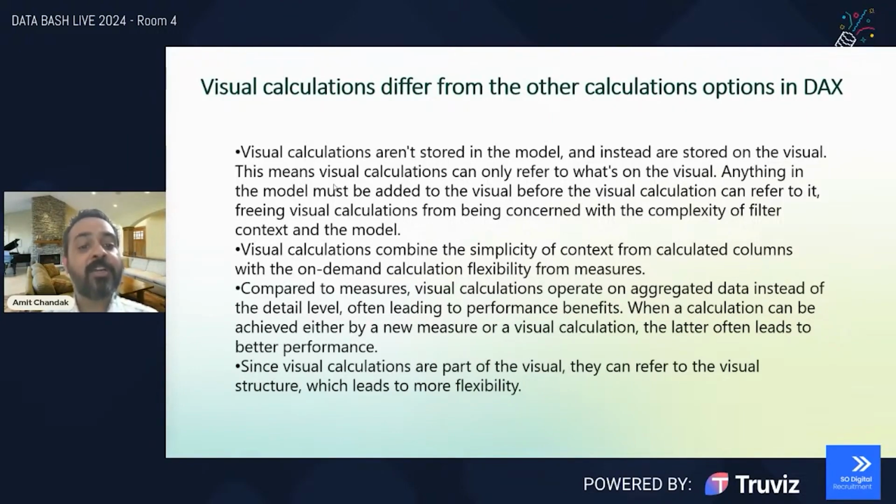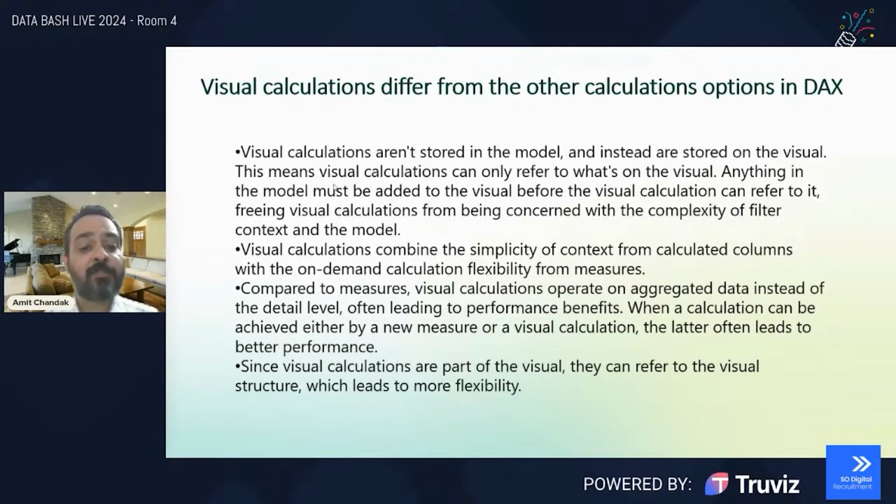Then the next one: visual calculation combines the simplicity of context from calculated columns and the on-demand calculation flexibility from measures. So they are as simple as calculating a column, but they provide you the flexibility of runtime because these calculations are done at runtime, on demand, just like your measures. Compared to measures, visual calculation operates on aggregated data instead of detail level. As I explained previously, this is going to happen on the data which is already given to your visual, and it is not going to work on the detail level data. So definitely it's going to provide you better calculation and better performance.